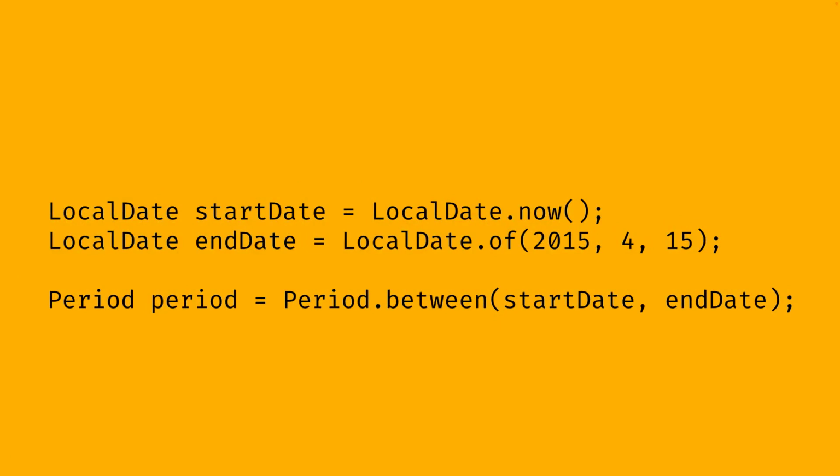We would first grab a start date and an end date. In this case, I'm grabbing the local date now, and I'm going to grab just a date in the past, 2015, 4th month, 15th day. And then I'm going to create a period. I'm going to create it with Period.between, and we're going to specify start date and end date. And that's going to give you the period between these two days.